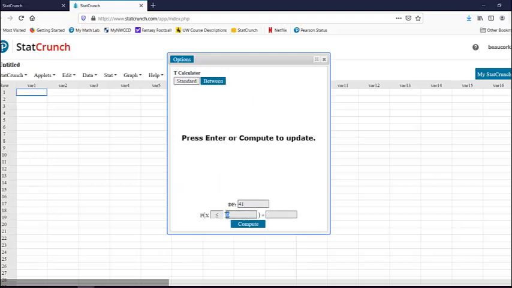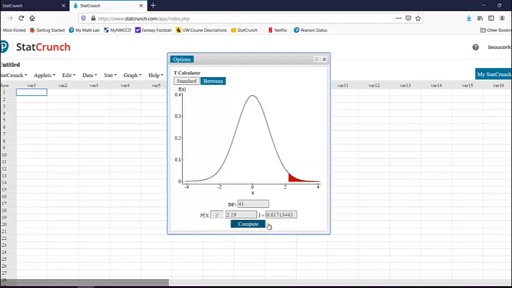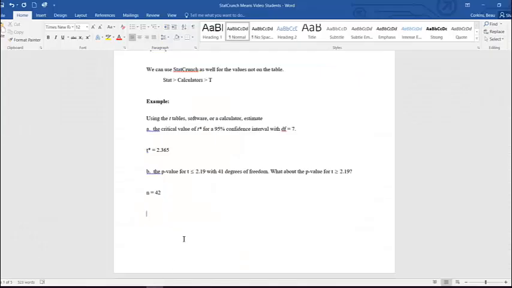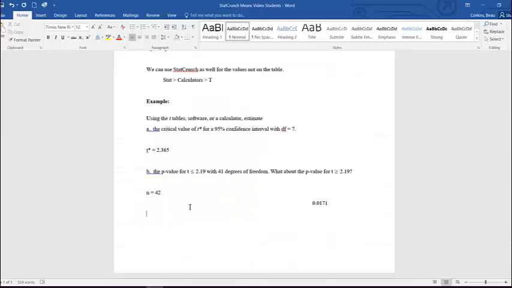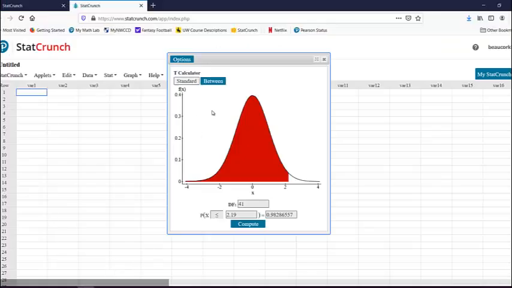Looking exactly at 41 degrees, 2.19. Let's start with greater than. The p-value is 0.0171. So the greater than one is the one we started with. And then 1 minus that gets us the less than, but again, StatCrunch will do that for us. All you have to do is switch the inequality: 0.9829. So we can find the p-values exactly using StatCrunch with the calculators command, and that's what we're going to do. Don't use the t-table. It's far too approximate.